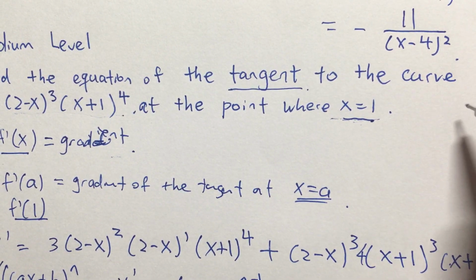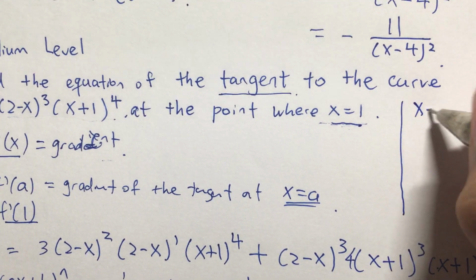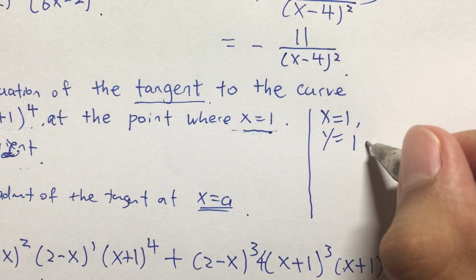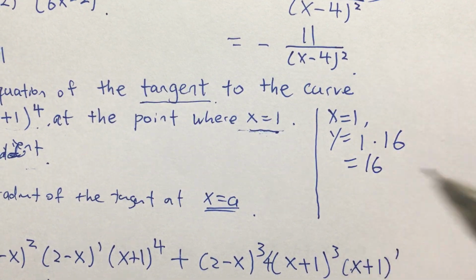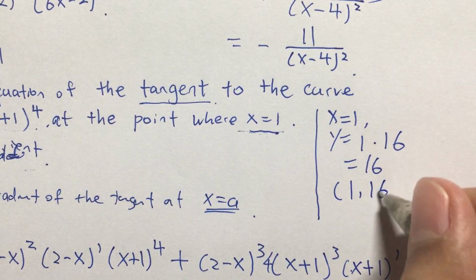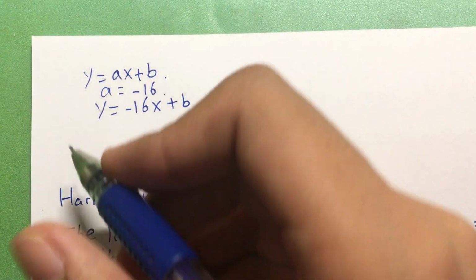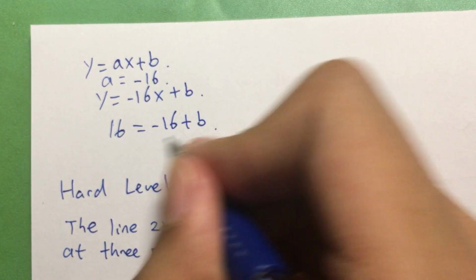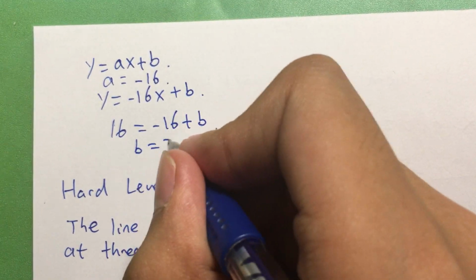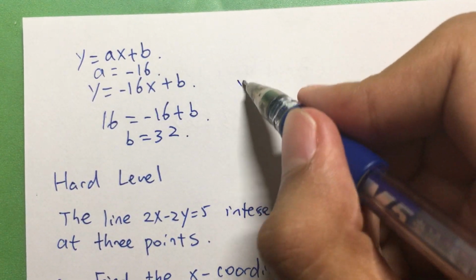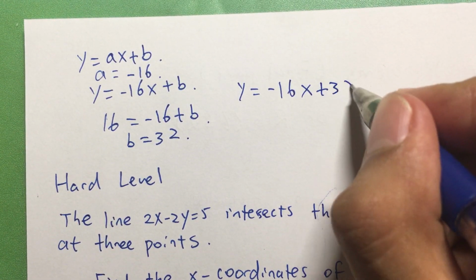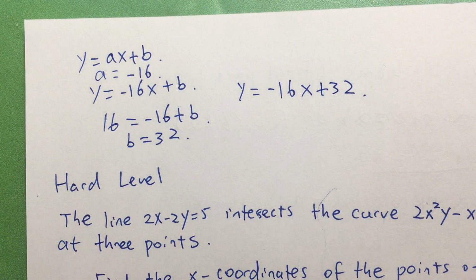And so let's sub in. When x is equal to 1, then y is equal to 1 times 16, which is equal to 16. So the intersection point is (1, 16). And now let's substitute again, which becomes 16 equals negative 16 plus b. And this means b is equal to 32. So y is equal to negative 16x plus 32. And that is our final solution.